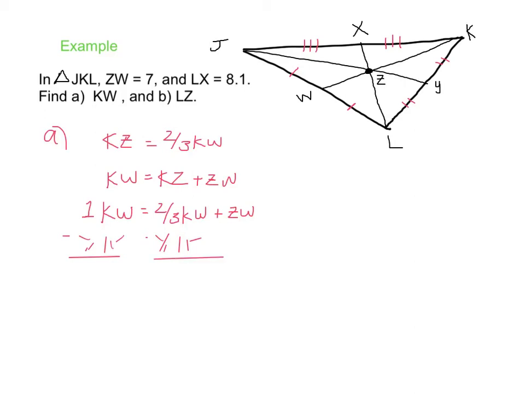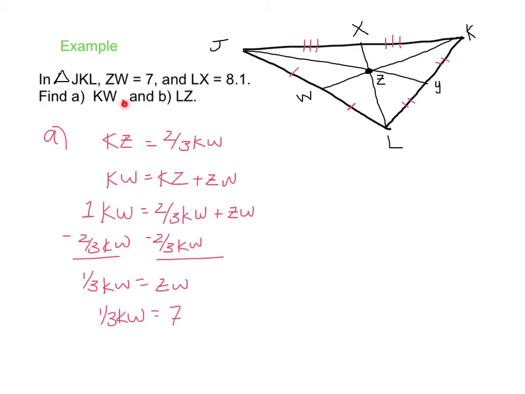And so what do we get? What is 1 minus 2/3? 1 is the same as 3 over 3. So this is the same as 1/3 KW is equal to ZW. Don't we know what ZW is? ZW is 7. So let's put in 7 here. 1/3 KW is equal to 7.